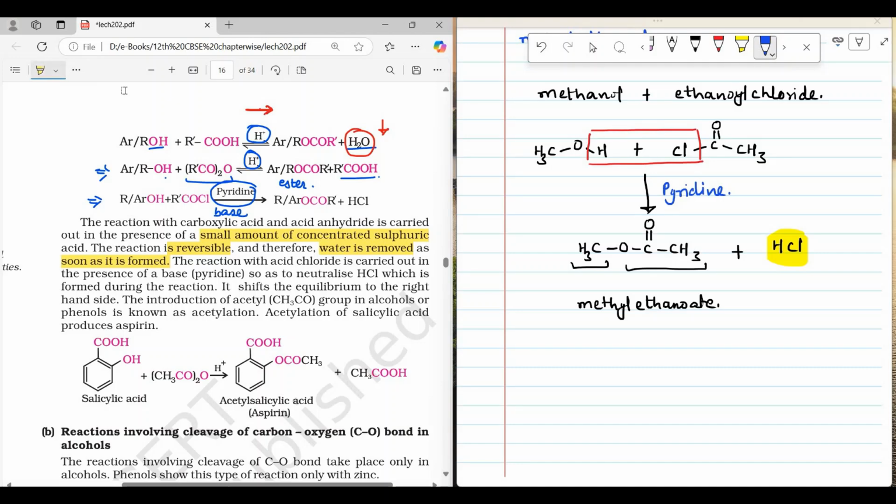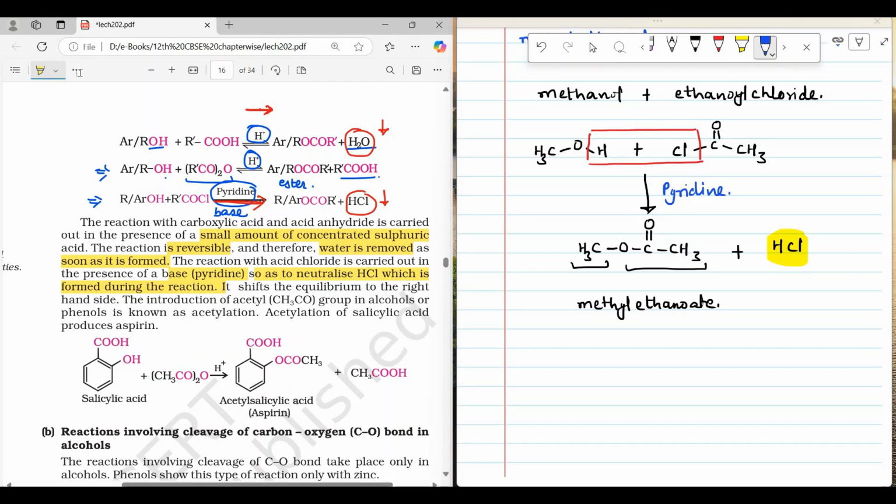Now let's read from the book. The reaction with acid chloride is carried out in presence of base pyridine, so as to neutralize HCl, which is formed during the reaction. It shifts the equilibrium to the right hand side. So again pyridine does the same thing. By neutralizing the formed HCl, it decreases the concentration of product. That's why it facilitates the reaction in the forward direction. It shifts the equilibrium to the right hand side.